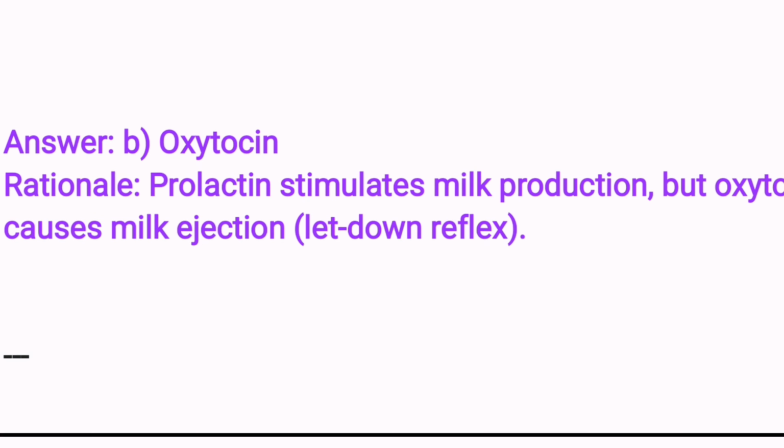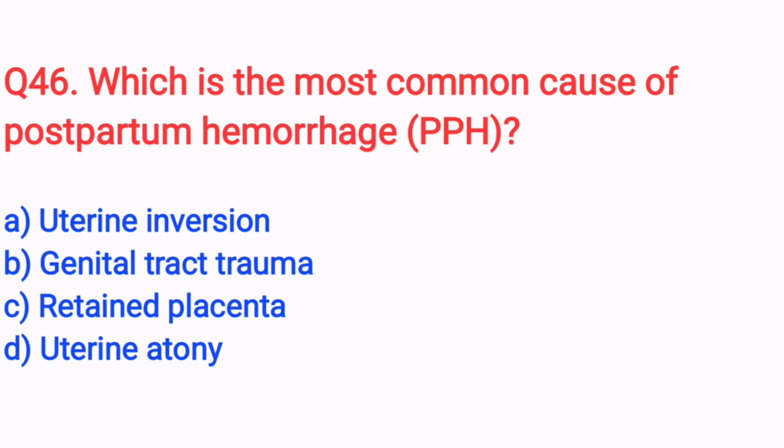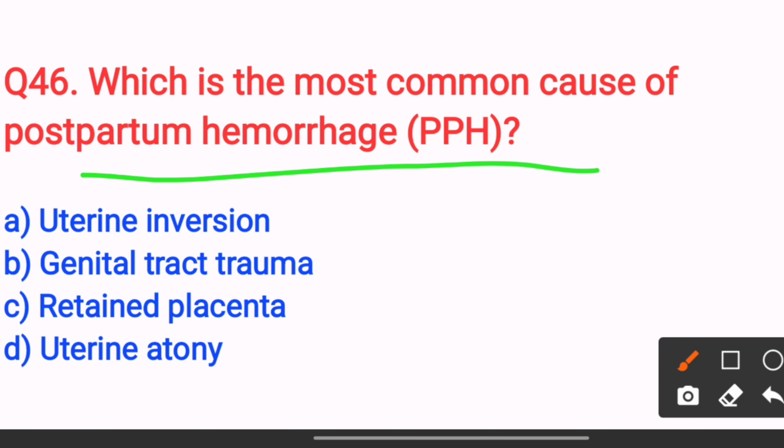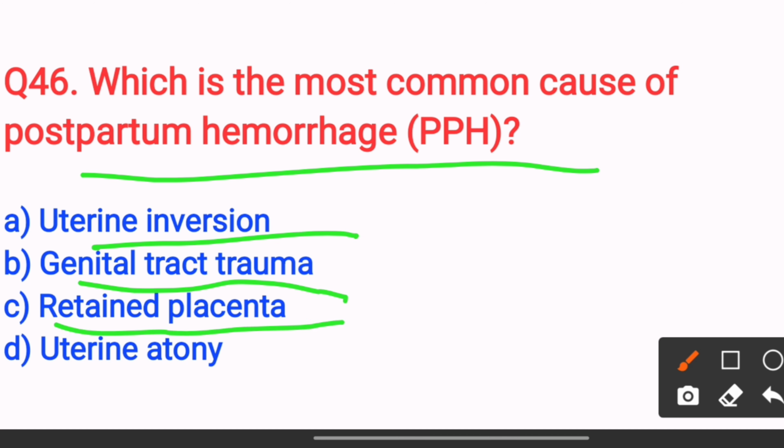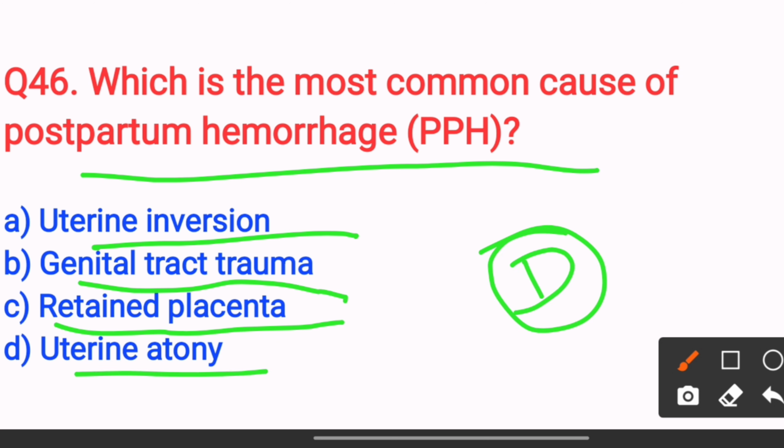Next, what is the most common cause of postpartum hemorrhage? Option A, uterine inversion. Option B, genital tract trauma. Option C, retained placenta. Option D, uterine atony. The answer is option D, uterine atony.